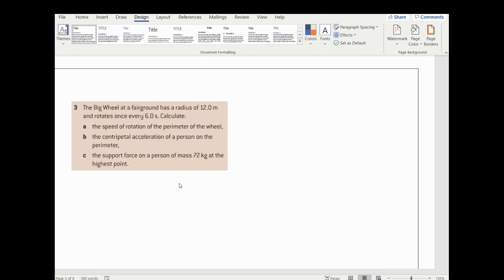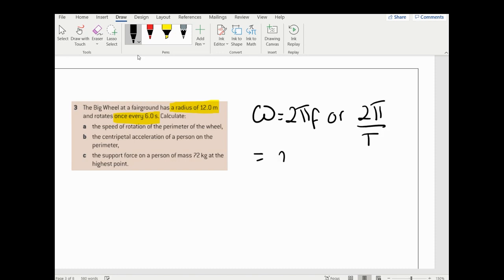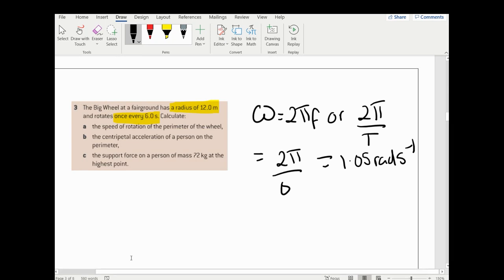Question 3. A big wheel in a fairground has a radius of 12 meters and rotates once every 6 seconds. Okay, so radius of 12 meters and rotates every 6 seconds. Before I read the rest of the questions, I'm going to find omega. So it's going to be 2 pi f or 2 pi over T. That's going to be 2 pi over 6, because I know the time period, so 2 pi divided by 6 is 1.05. I haven't even looked at the question, and the first thing I did was find omega if I could. If I knew something about the time or the frequency, I found omega first, and that's exactly what I've done here.